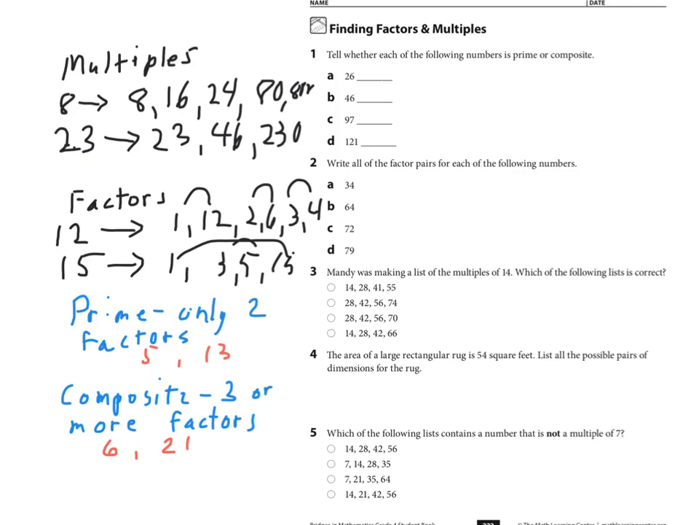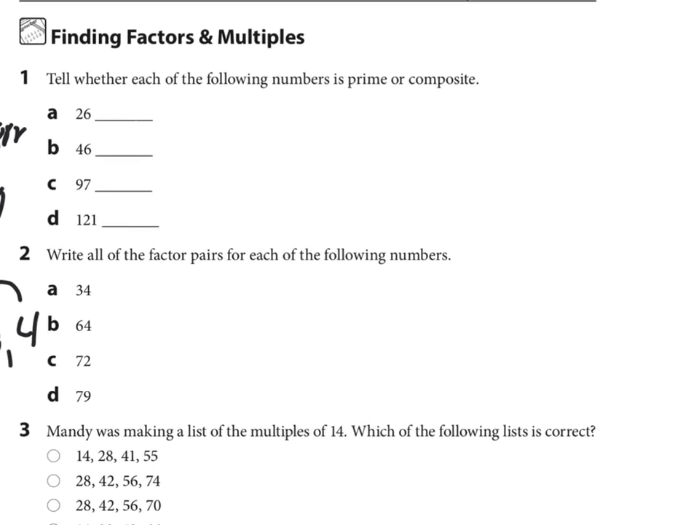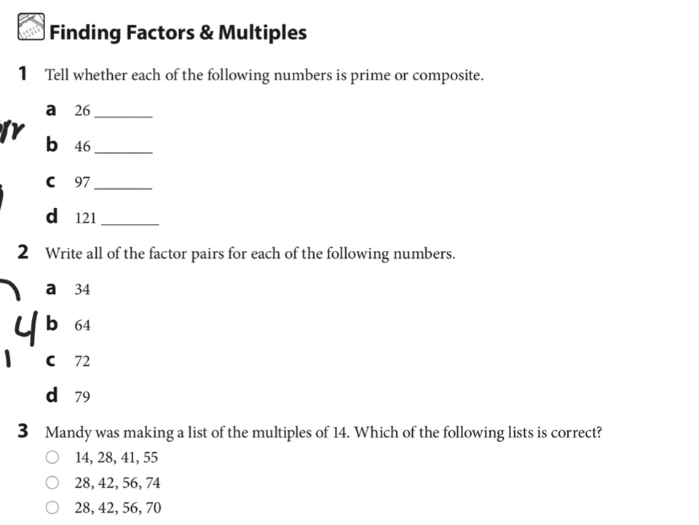So now we should be ready to do this page here. Are these numbers prime or composite? Let me give you a hint. Any even number, and 26 is an even number, is composite because it will have 2 as a factor. Except the number 2 is prime because it's so small. So then B should be easy.